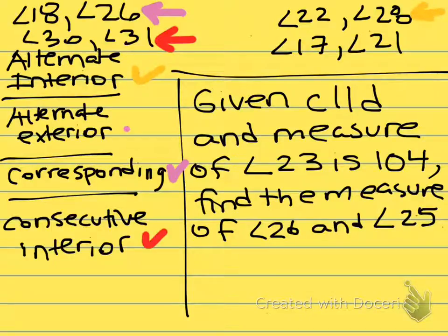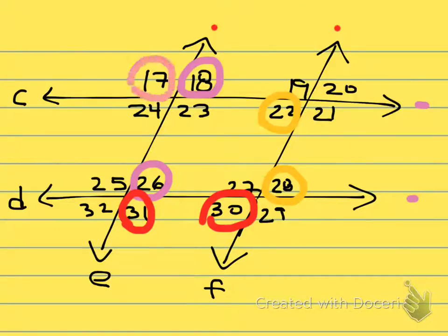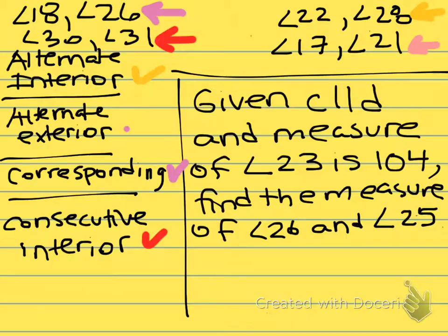And then finally we have angle 17 and angle 21. That's going to be angle 17 and angle 21. Those two are both on the outside of the two lines, these two lines. So they would be considered exterior, and they're on opposite sides, so they would be alternate exterior.